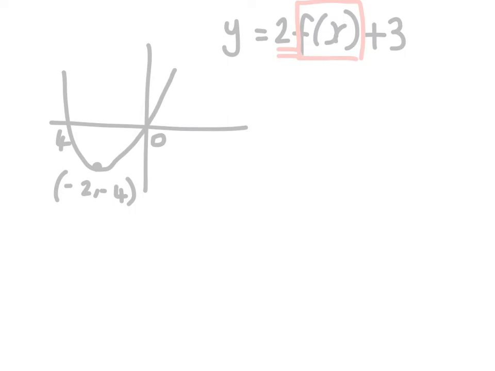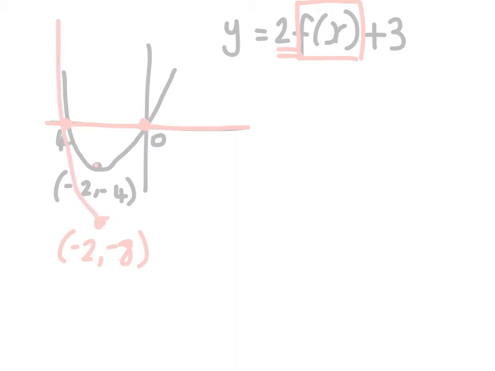So this graph has been glued to the x-axis. We imagine it's glued along this line, and then we've taken the graph and stretched all the points out. So the 0 stays there and the 4 stays there. But this minus 2, minus 4, it's got twice as far away from the x-axis. It's still at minus 2, but now it's at minus 8.